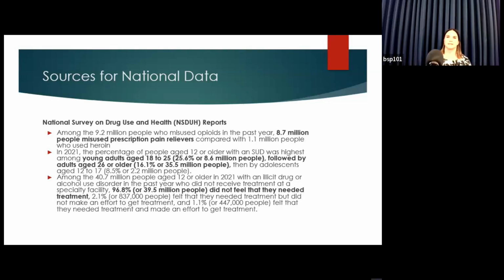Well, not the biggest in terms of numbers of people, but in the group of 18 to 25-year-olds, about a quarter of people met criteria for a substance use disorder in a year. And if you think about culture around alcohol in our country amongst young adults, you can see how that could happen.